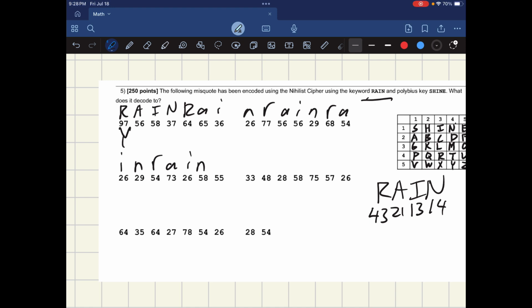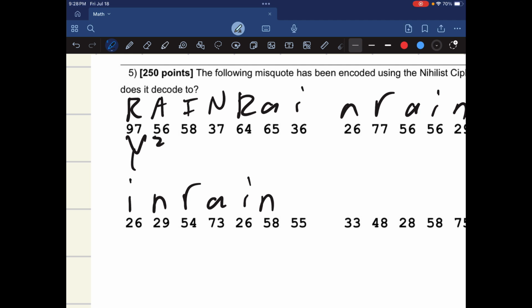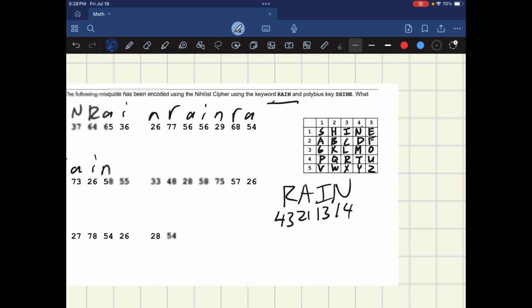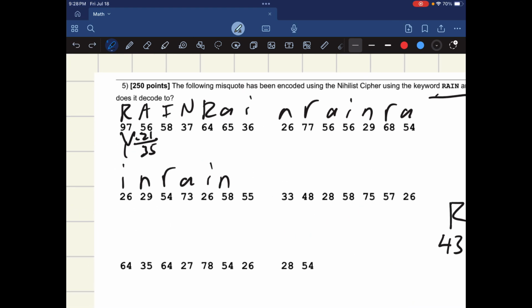Now we repeat the same process. So the next one is going to be A. A corresponds to 21. If we subtract them, we get 35. And again, we look at the Polybius square. We see 35 corresponds to the letter O. So our next letter is going to be O.